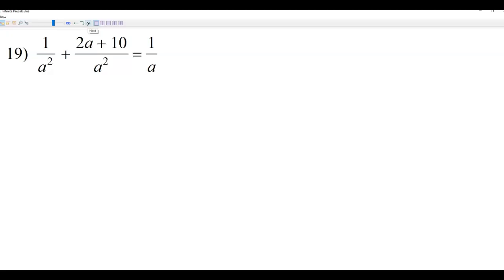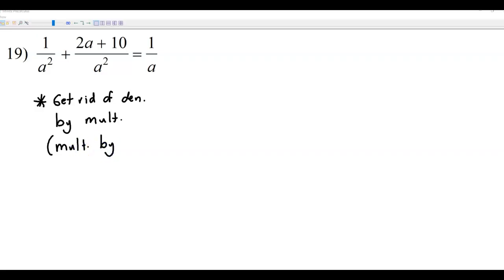All right. For rational expressions, what you want to do is you want to get rid of the denominator by multiplication. So that's our main goal there, is to get rid of the denominator by multiplication. Now, what do you multiply by? You want to multiply by the, what is it called? The common denominator.